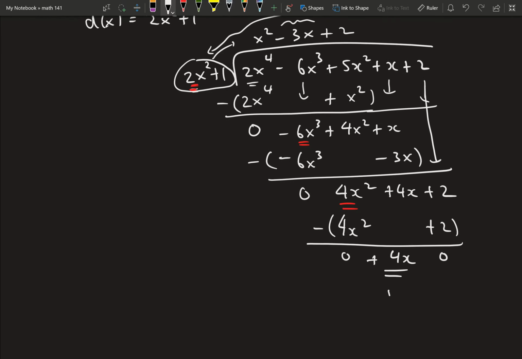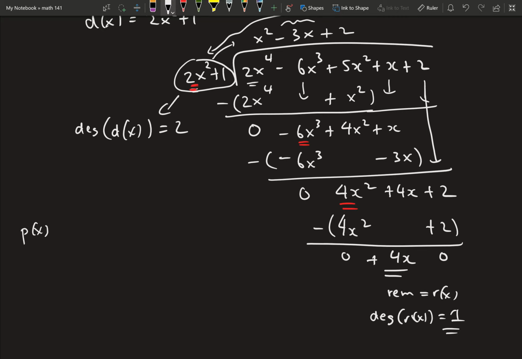So this thing actually is our remainder. And note that the degree of our remainder is a degree 1 polynomial, x to the first power, and that's smaller than our divisor d of x, which has degree 2, because it's x squared. So once we reach the point where what we get at the bottom is smaller in degree than the divisor, then we stop.